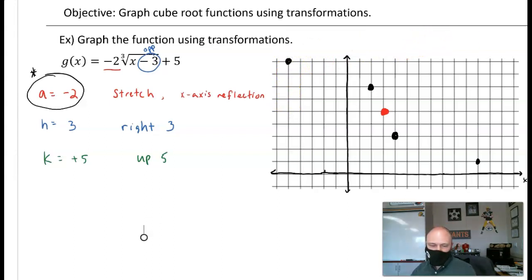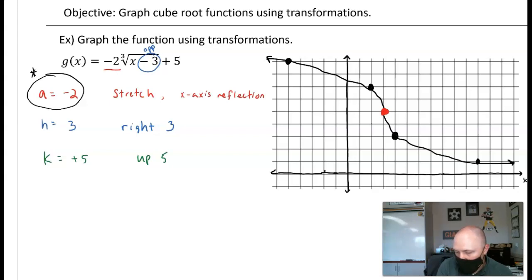Okay, so now I just need a smooth curve. And again, I recommend drawing two pieces from your origin. So there is your cube root function.